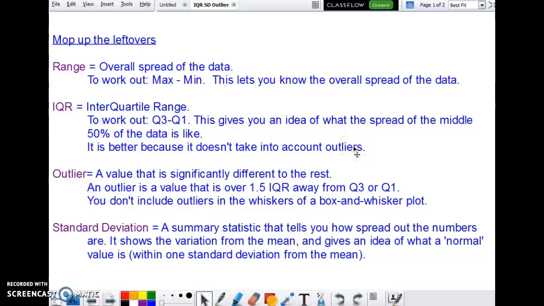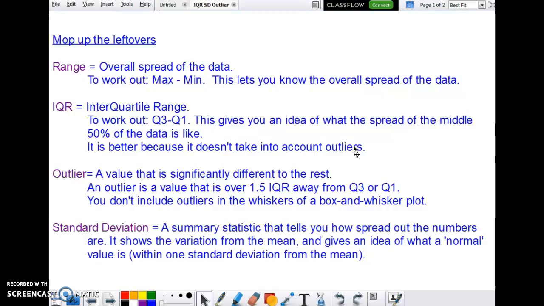Okay, so mopping up the first of statistics. Range gives us an idea of the overall spread of the data. The bigger the number, the bigger the spread of the data. Okay? To work it out, you take the maximum number and take away the minimum number. So the highest number, take away the lowest number. We've done that in grade 7. It gives you an idea of the overall spread.